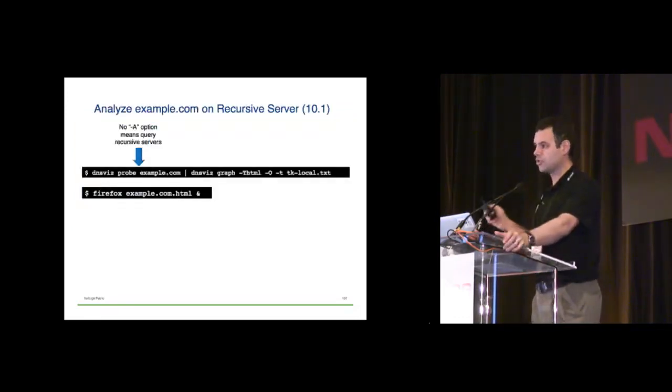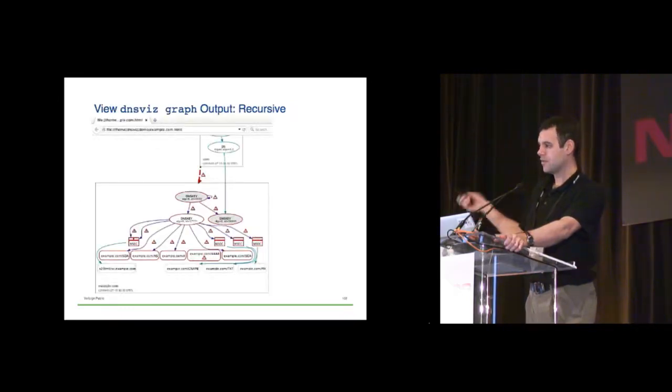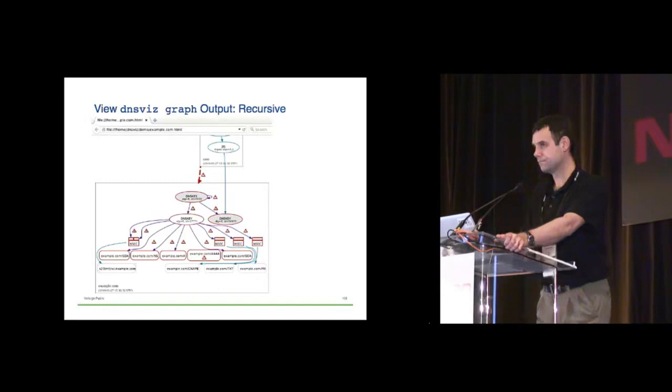Okay, so just a quick couple commands with this recursive server analysis. You run DNSViz probe example.com. We're not using the -A option because by default it is going to use your locally configured recursive resolver. And then you pipe that directly to DNSViz graph, and this is what you get. You'll note this looks very similar to what you saw before.